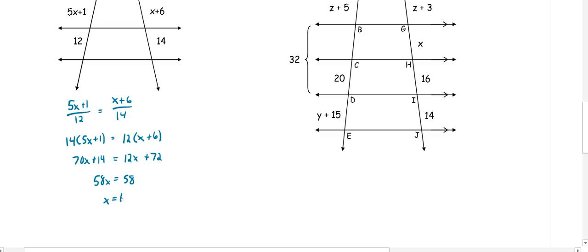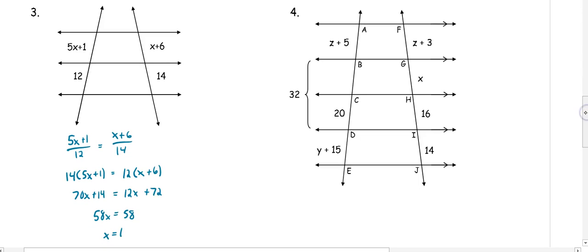In number 4, we need to solve for x, y, and z. So first thing I'm going to do is solve for x, because I know that these four sections will help me solve for x. So if this whole side is 32 and part of it's 20, we can subtract to get 12. So when I'm solving for x, I would have 12 over 20 equals x over 16.